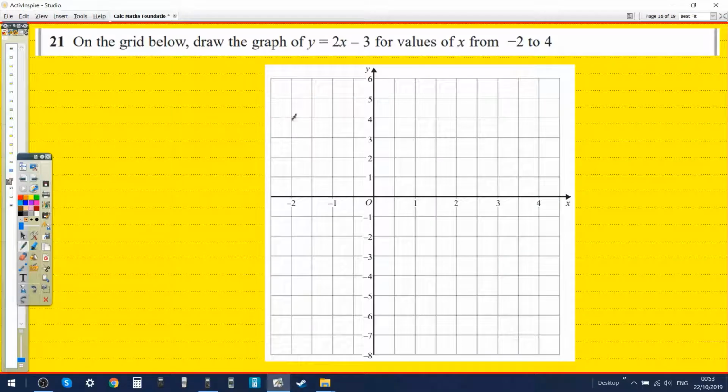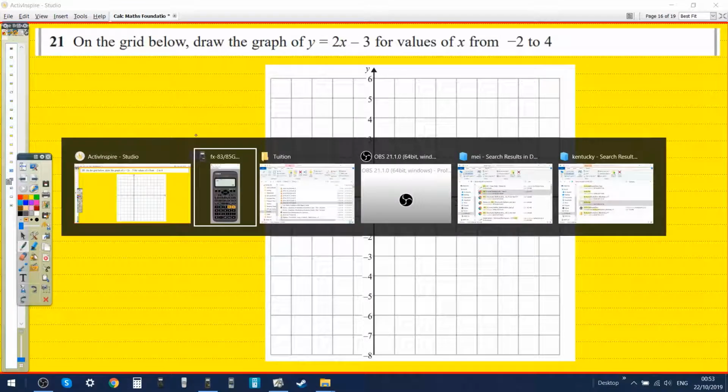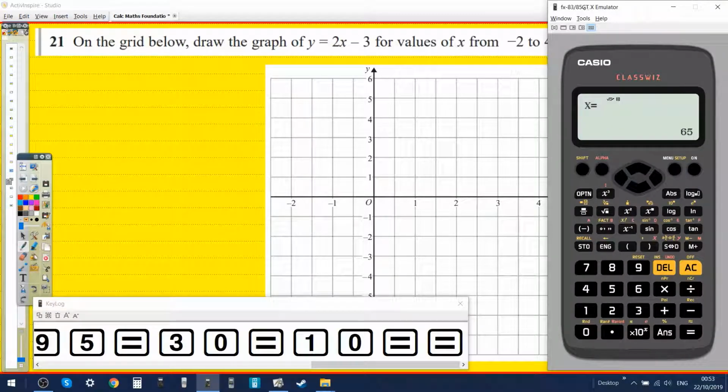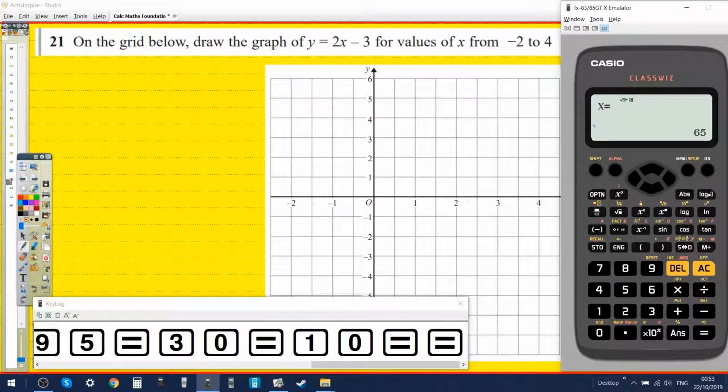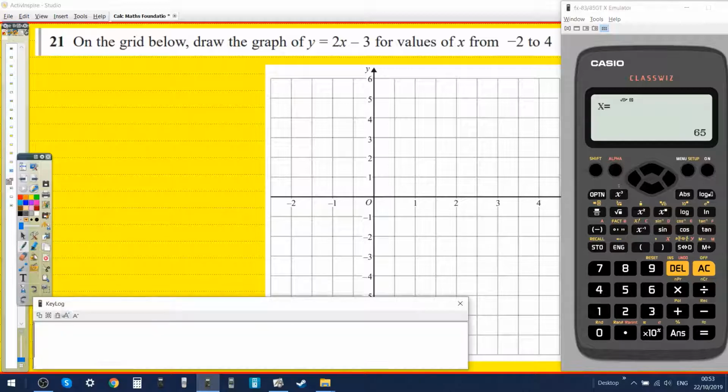Ratio. This one, on the grid below, draw the graph of y equals 2x minus 3 for values of x from minus 2 to 4. Are you thinking I even know what that means? I don't even half know what that means. But I'm cheating again. I show you this thing. Menu. We want table 3. Table of values. f of x, that is like y.